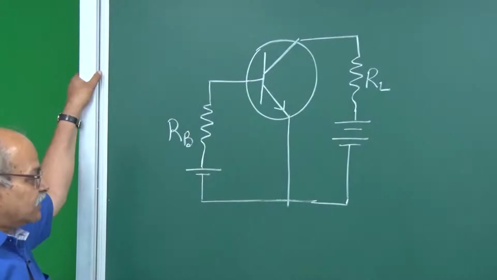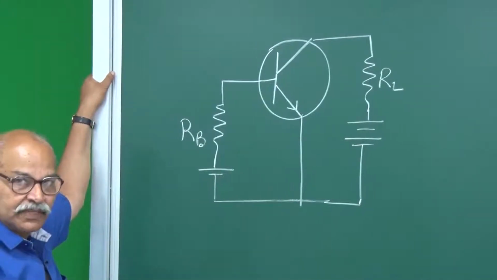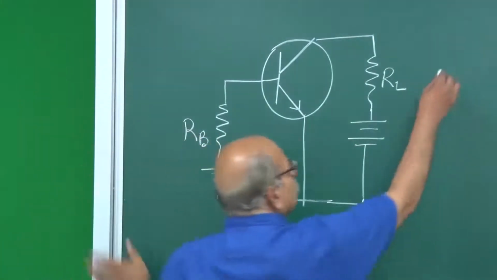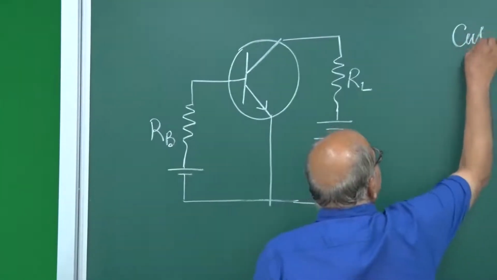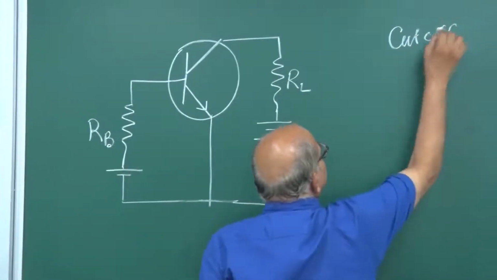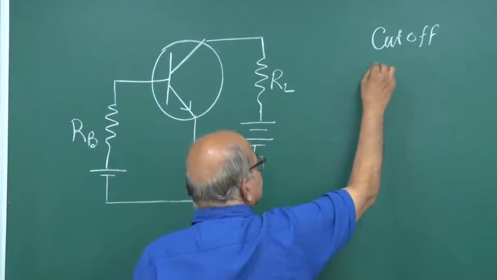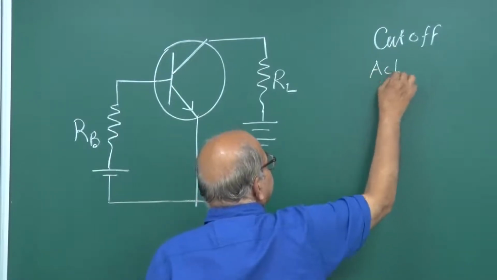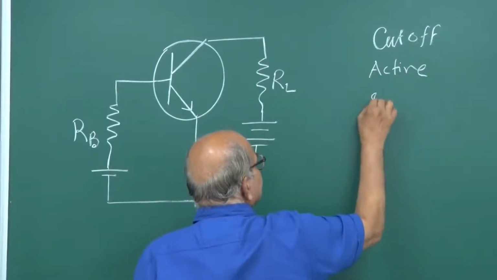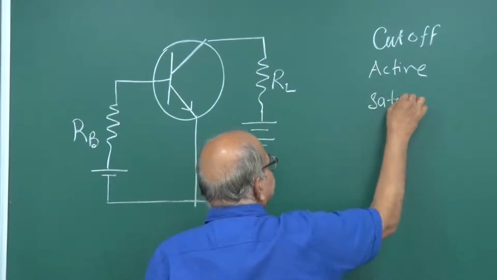And then you know there are three regions of operation. One is known as cutoff, one is known as active, and one is known as saturation.